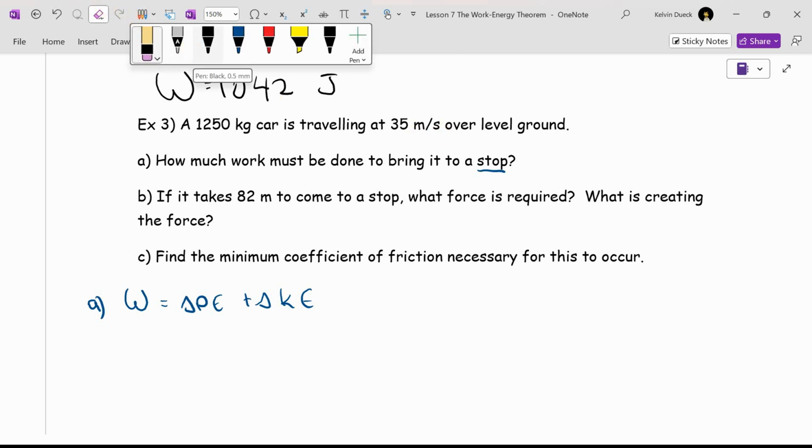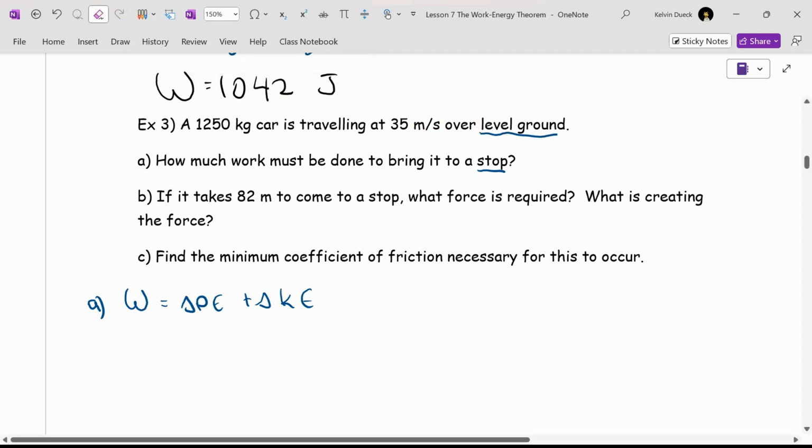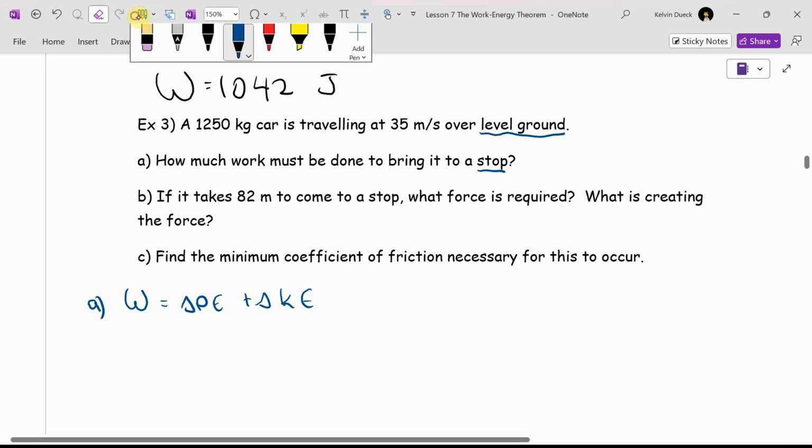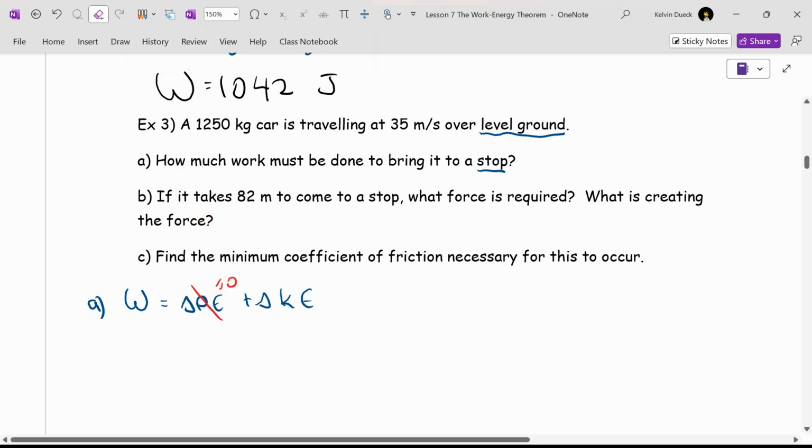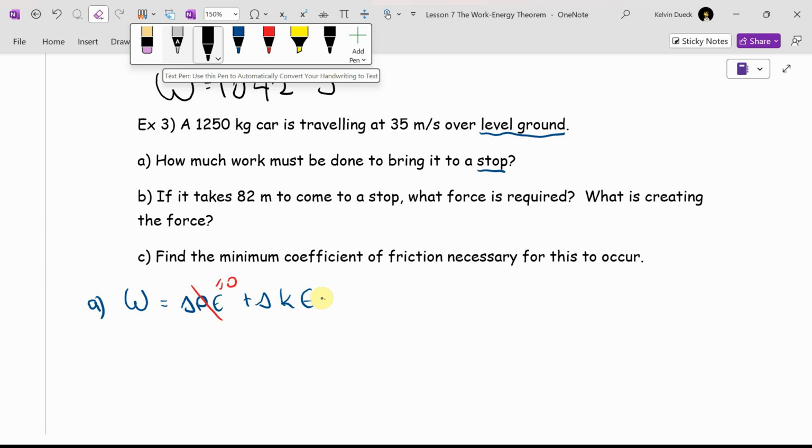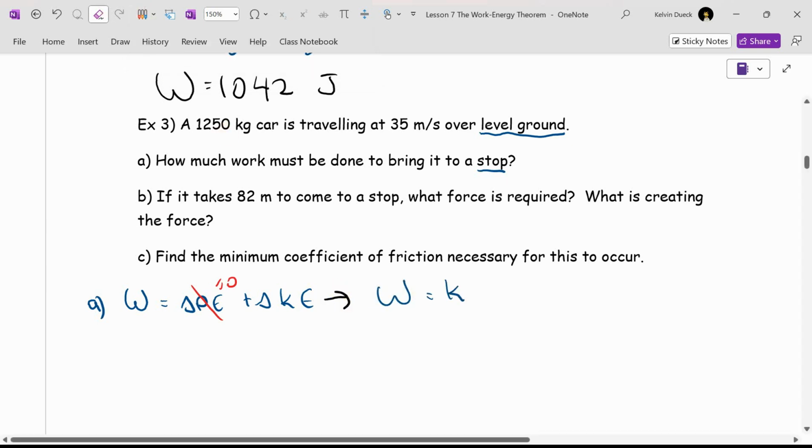Say yes. That's nice because that means my change in gravitational potential energy is zero. I didn't gain or lose any height, so that never changed. That's why I can say that. What's changing anything? So this is going to end up being work equals KE final minus KE initial.